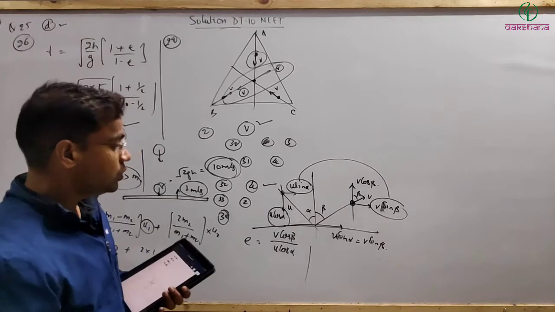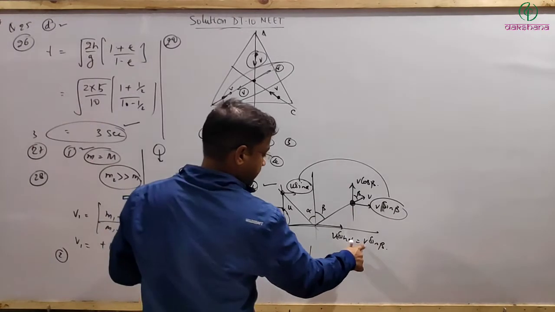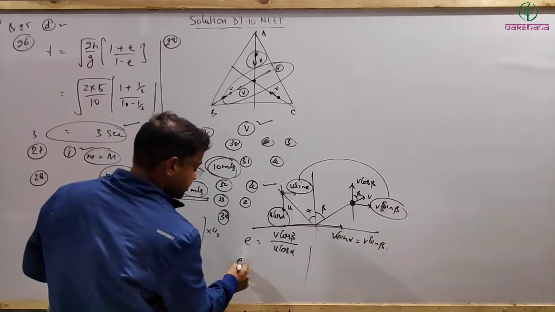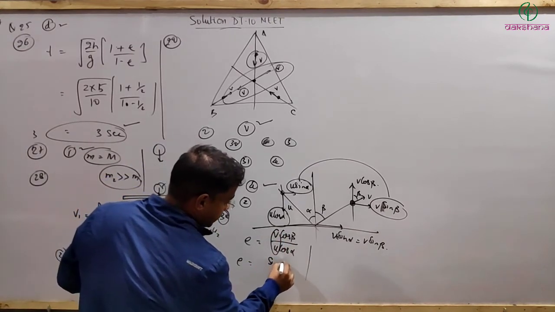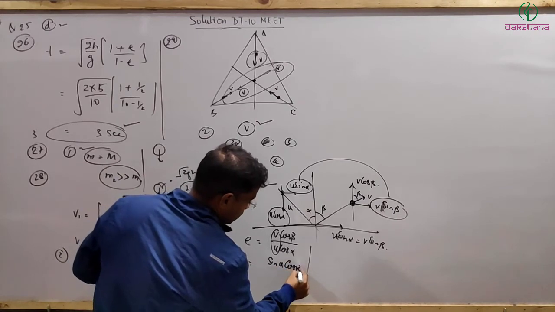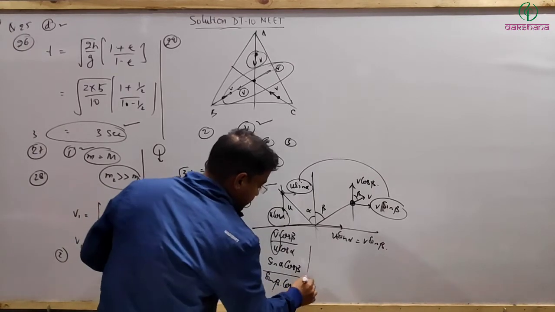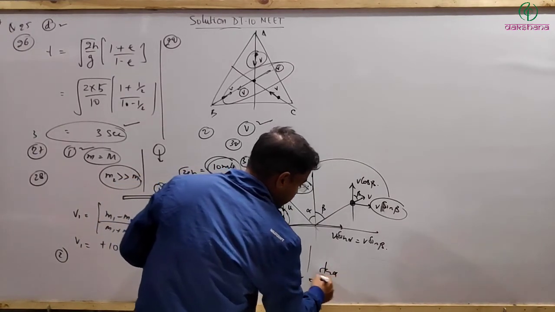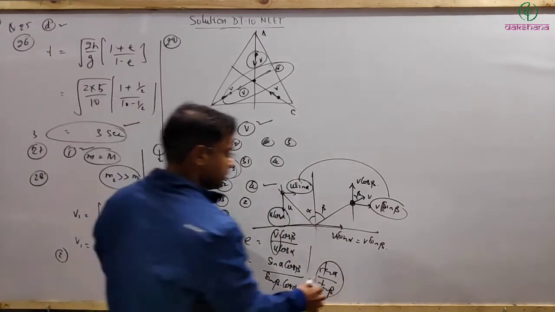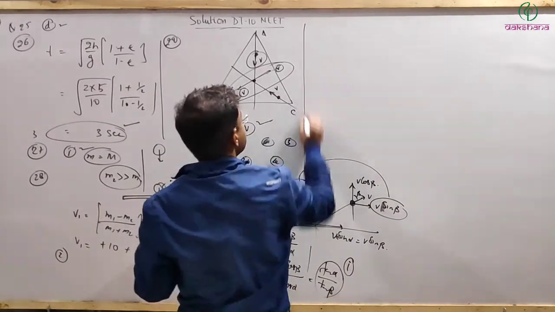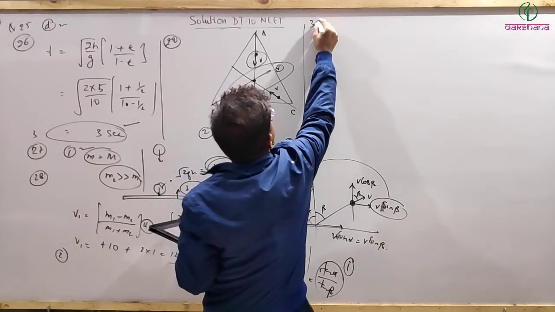So substituting, v by u will be sin beta by sin alpha, v by u will be sin alpha by sin beta, and simplifying, this is equal to sin alpha into cos beta divided by sin beta into cos alpha, and this comes out to be tan alpha divided by tan beta. This is the answer which matches option number 1. Okay, this is question 34. Next question number 35.